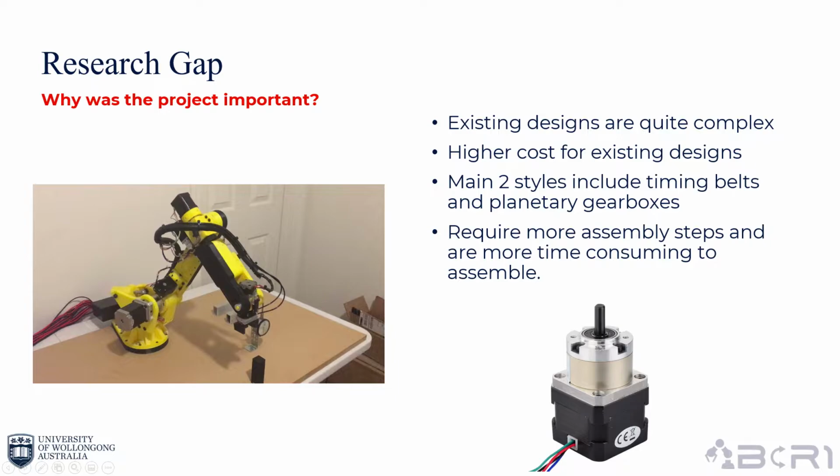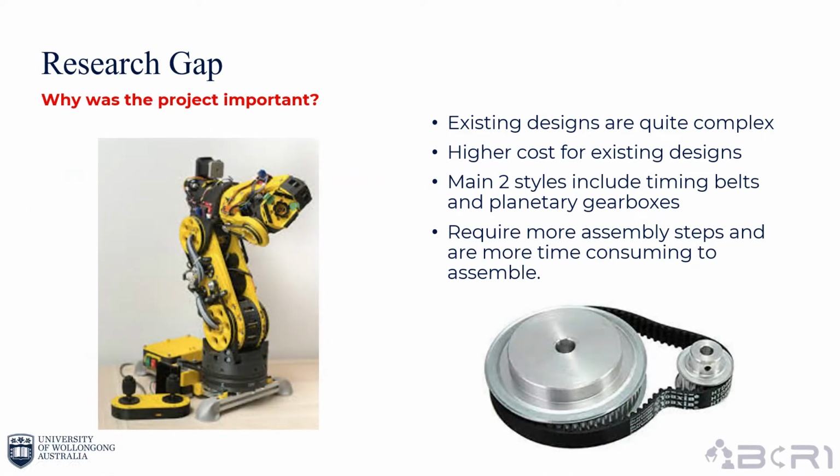The existing designs consisted of 2 different types of joint configurations. The first common design used a planetary gearbox that added more weight to the arm and increased the cost of the design, whereas the other configuration used timing belts with stepper motors to control the joint actuation. Both designs required a longer assembly process, making it more time-consuming, whilst also requiring numerous pieces of hardware.